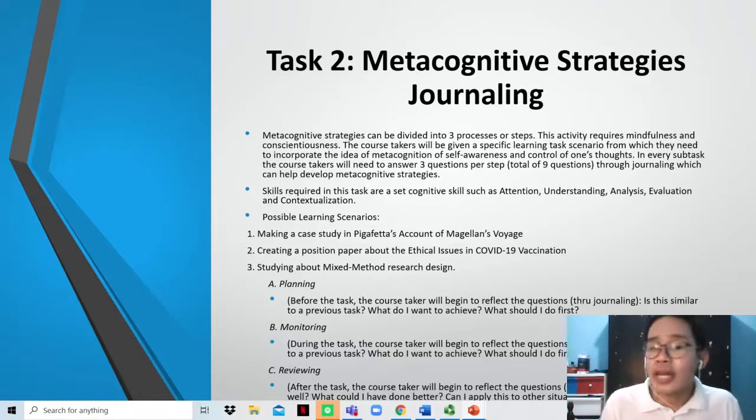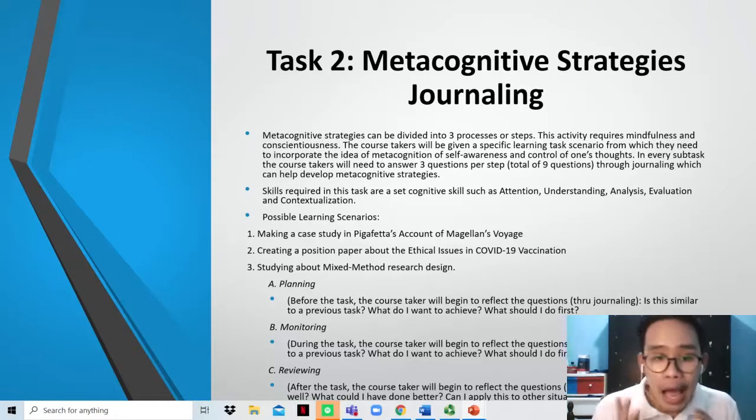Here are the possible learning scenarios that one can apply. Number 1, making a case study on Pigafetta's account of Magellan's voyage. This is in Readings in Philippine History. Number 2 will be creating a position paper about the ethical issues of COVID-19 vaccination. This is in the subject Ethics. Number 3 is studying about mixed method research design. This is in the subject Research.